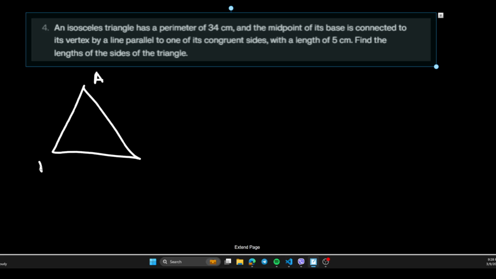So we have an isosceles triangle. All of the sides added up gives us 34 centimeters. The midpoint of its base is connected to its vertex by a line. Is it just talking about the height in a fancy way or something? I don't know. Let me see.